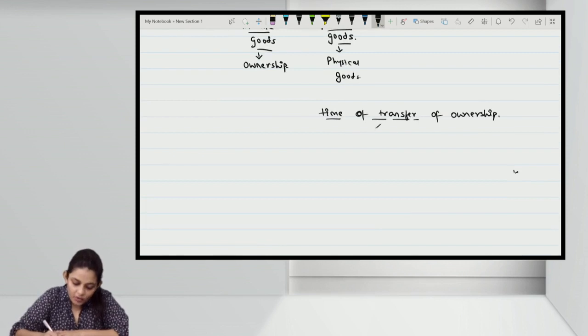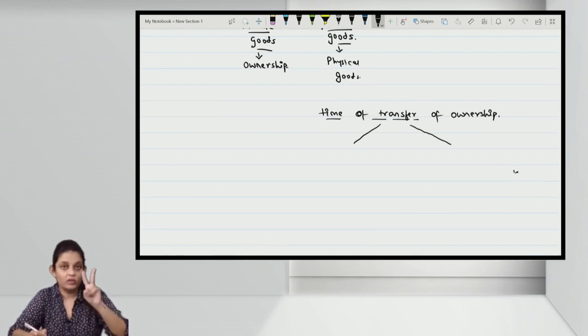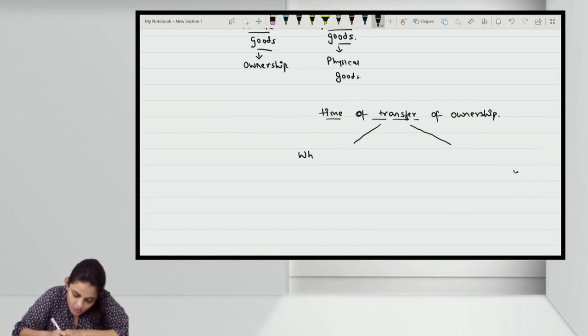Now, when we say time of transfer, the Act has given two cases. The first is where the intention of the parties is known.